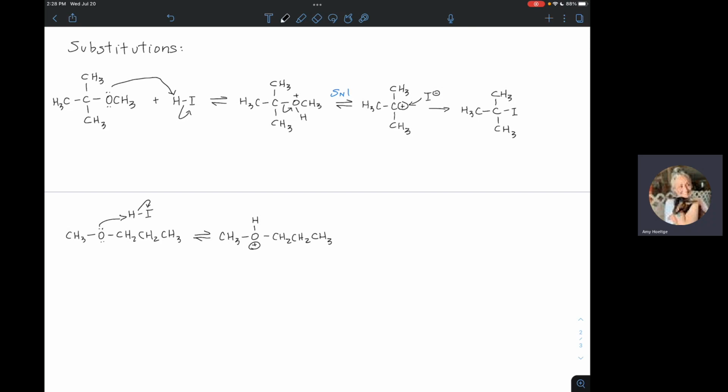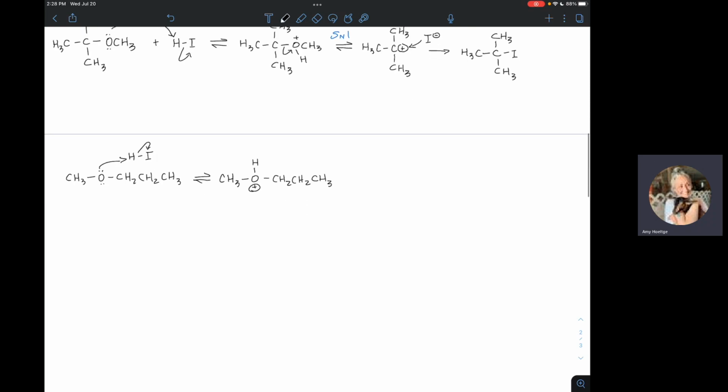So in this situation, if I were to lose the alcohol, then I would end up with either a primary carbocation, right? So if methanol took off, I would have a primary carbocation. If propanol took off, I would have a methyl carbocation, which is pretty reactive, right? So in this case, the iodide is going to come in and attack the backside of the less sterically hindered carbon.